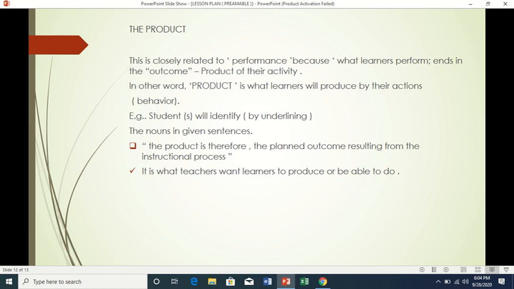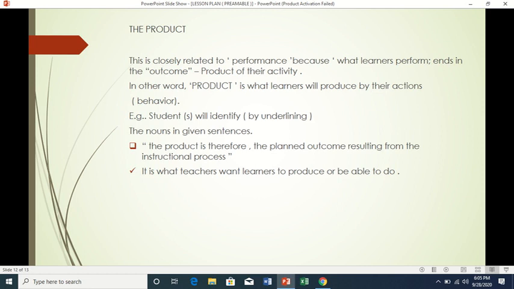Therefore, the product is the planned outcome resulting from the instructional process. You, the teacher, have taken your learners through the process of instruction. At the end of this instruction, what the children take away from the teaching is what the product is referring to. So it is what teachers want learners to produce, or what the teacher wants the learner to be able to do, which is referred to as the product.